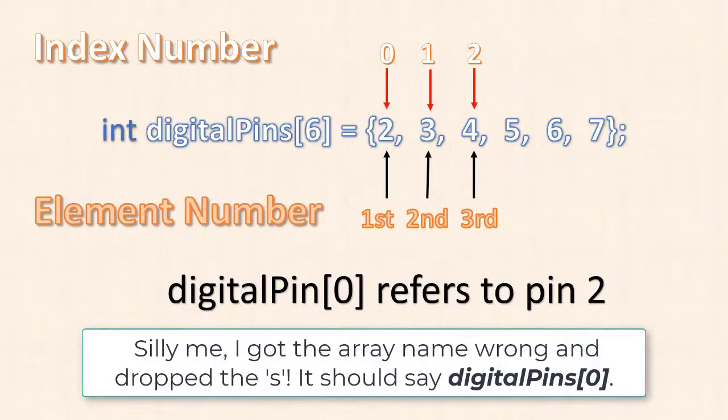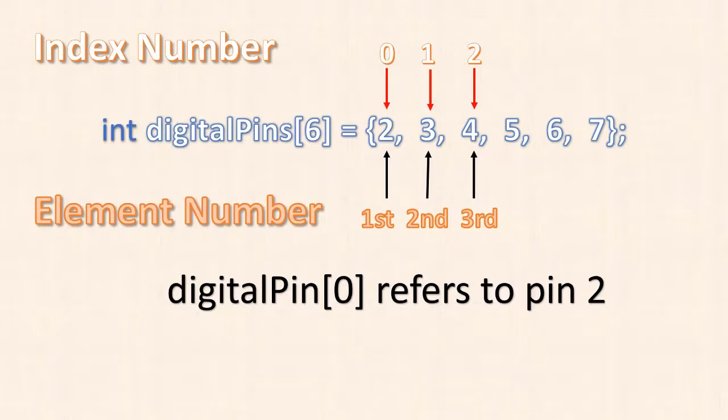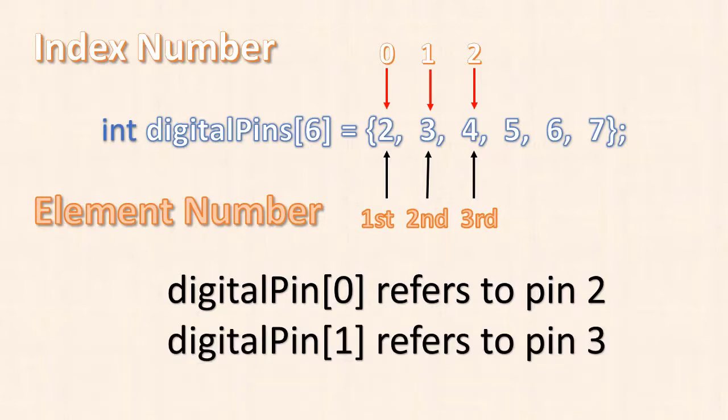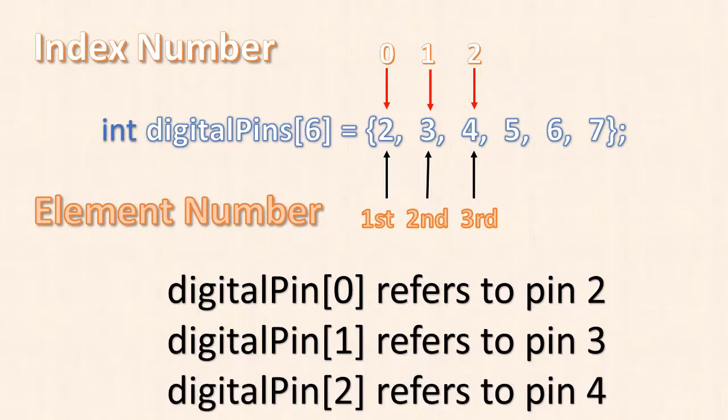So if I wanted to refer to pin 2, I'd have to write something like this. If I wanted pin 3, I'd write that. And for pin 4, I'd write this, and so on. I think you get the idea.